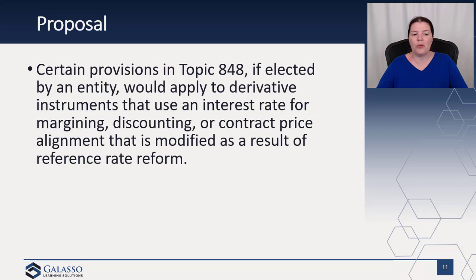And in this proposal, they would expand Topic 848. If elected, again, it is an optional set of practical expedients and exceptions. So you don't have to use 848. But if you do, you would be able to apply it to derivative instruments that use the interest rate for margining, discounting, or contract price if it's modified as a result of reference rate reform. So really kind of just addresses the scoping issue. Does it change the underlying 2020-04? No, but it just provides a little bit more clarity as to what types of contracts are in scope.